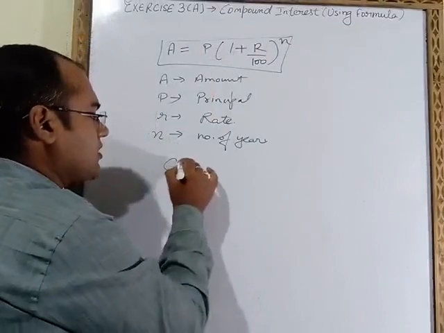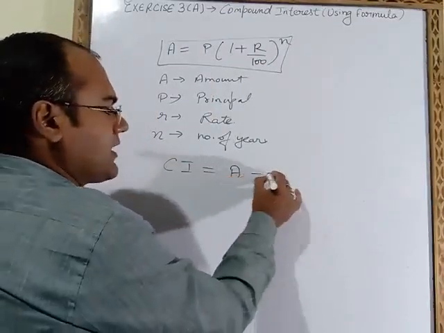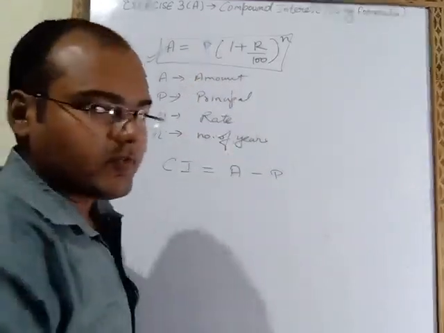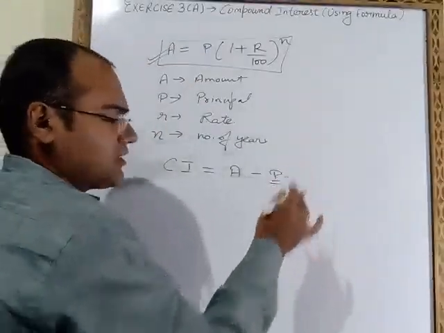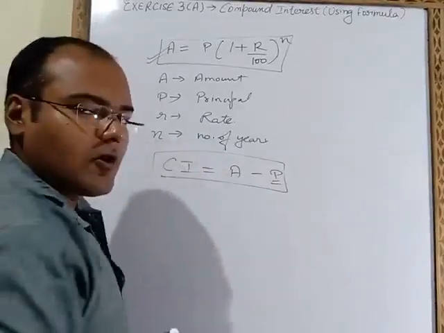Now the second formula is for CI. CI is equal to amount minus principal. Amount we will calculate with the help of this formula, and principal will be given in the question. So with this formula we will calculate compound interest.